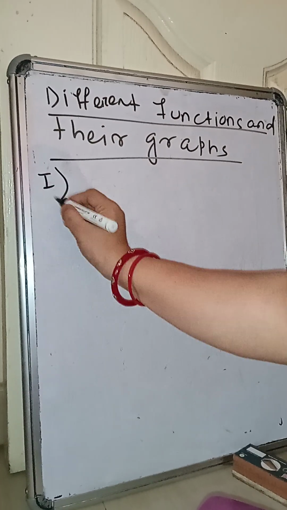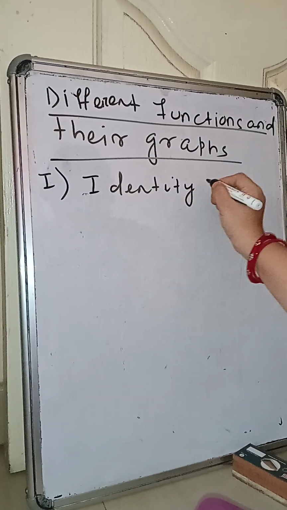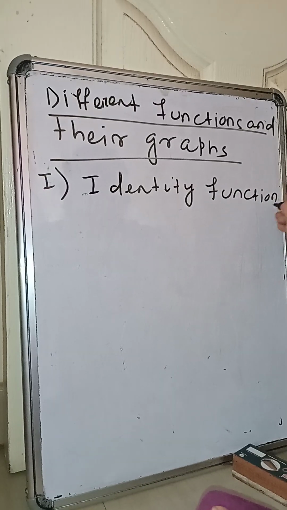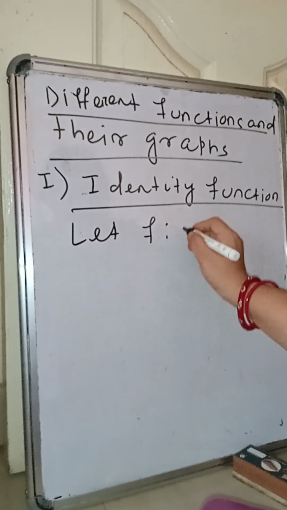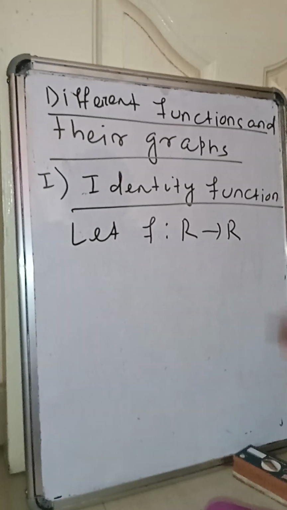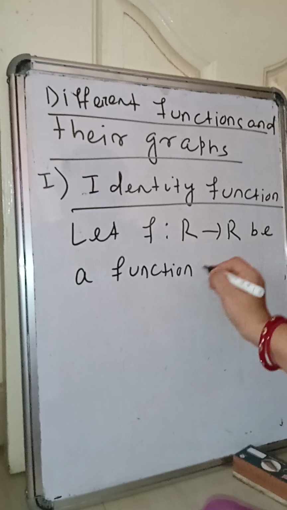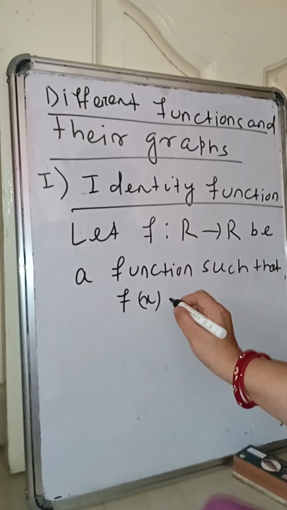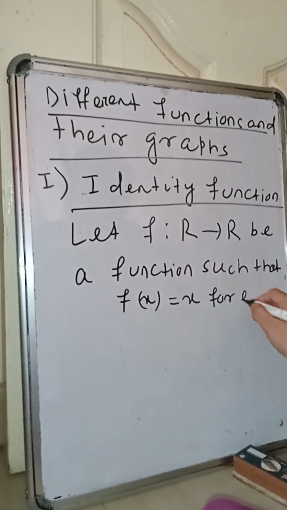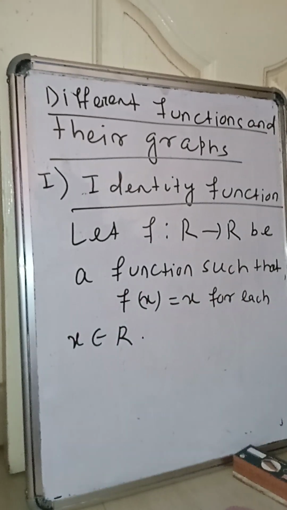Suppose first you consider the identity function. Let f from the real number set R to the real number set R be a function such that f(x) = x for each x belonging to the set of real numbers. Here R is the set of real numbers.